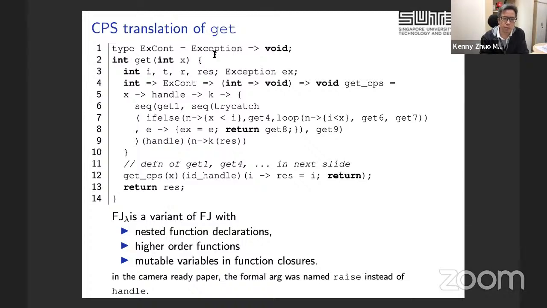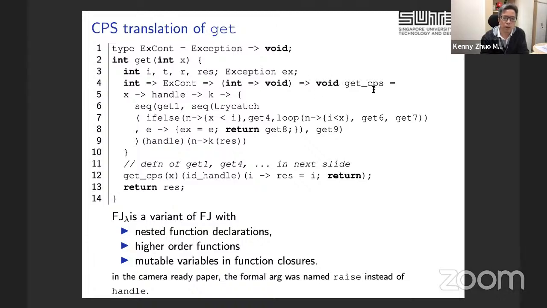It takes in an exception and returns void, which means that handle is actually a higher-order function that takes in exceptions and then returns void. So it's the handler. Notice that in the paper I actually called it raise instead of handle, but when I tried to rehearse, I realized handle sounds better than raise. K is actually the result continuation, which expects an integer and returns void. So the final result of this getCPS will return void.